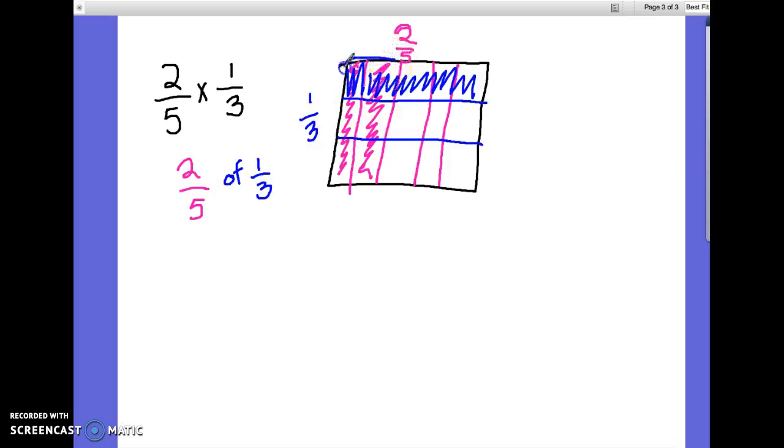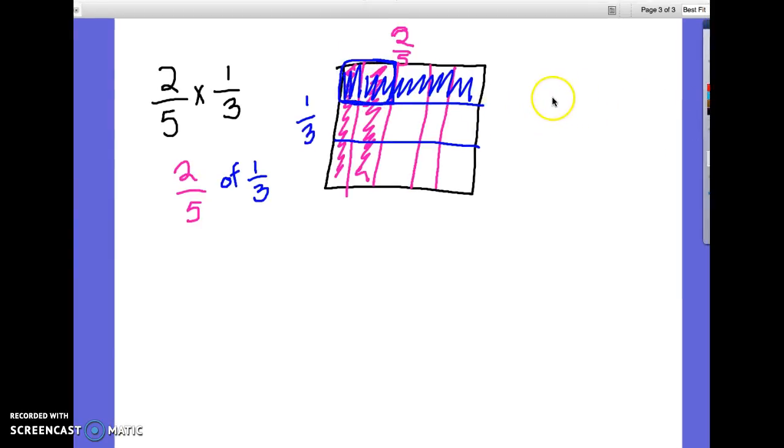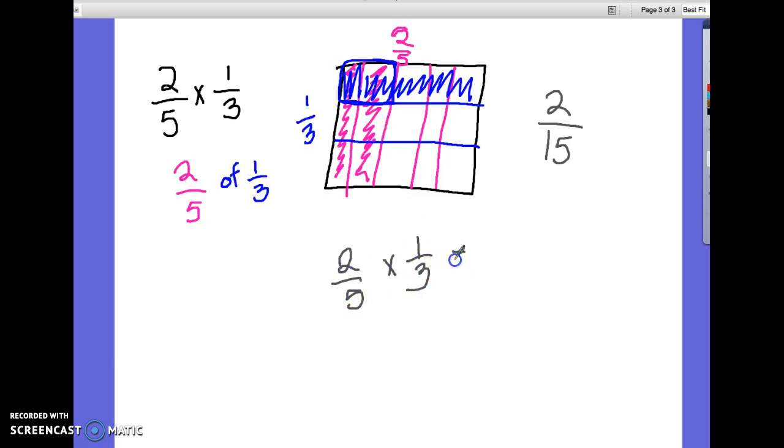I'm going to look for the region where both of the colors are represented. So that's only 2 pieces. So that means that my numerator is going to be 2. Well, my denominator should represent the number of pieces I have altogether. I know that I've done 3 pieces on this side, 5 pieces on this side. I have 15 pieces in total. Another way to do that is to count 1, 2, 3, 4, 5, 6, 7, 8, 9, 10, 11, 12, 13, 14, 15. So I know that 2/5 of 1/3, or 2/5 times 1/3, equals 2/15.